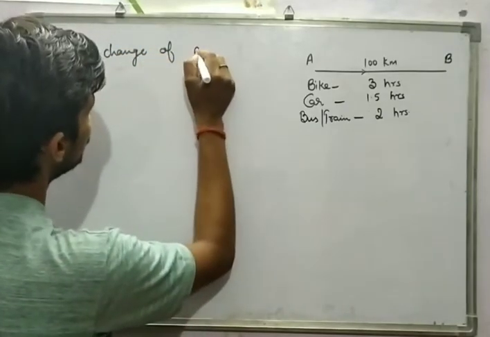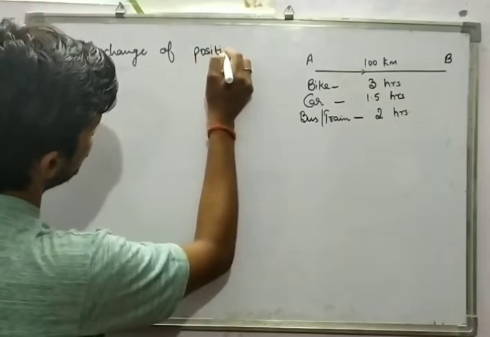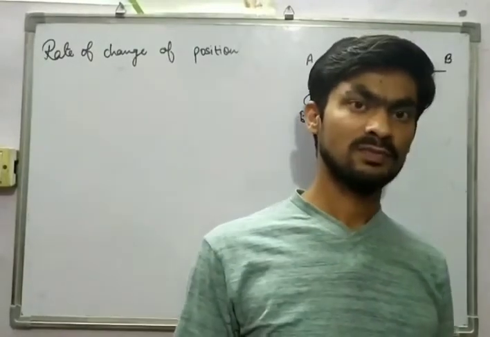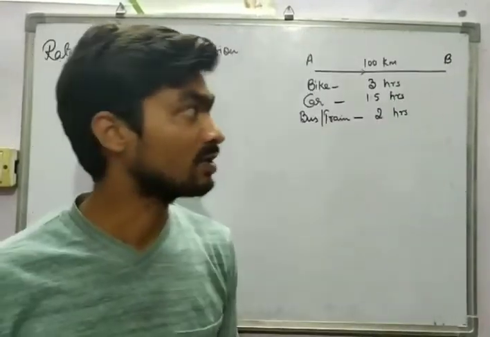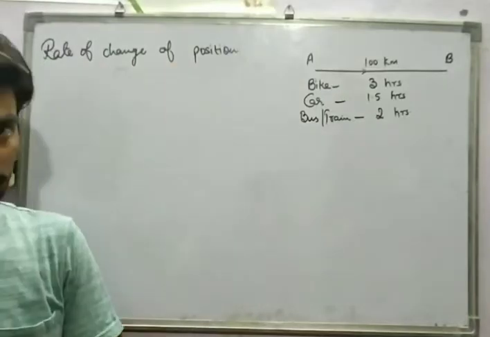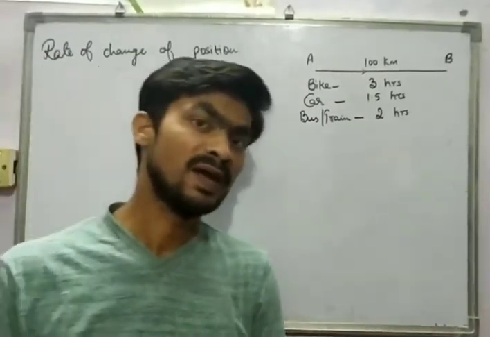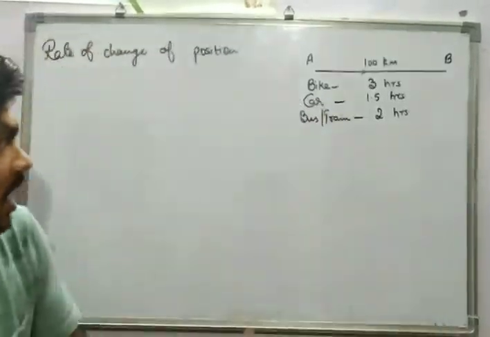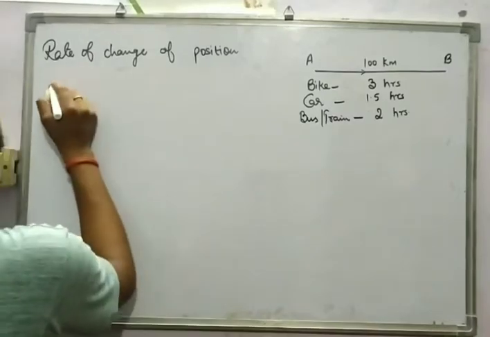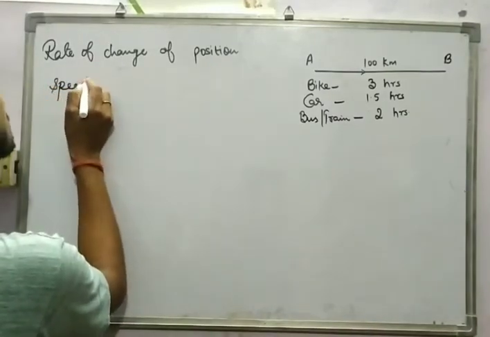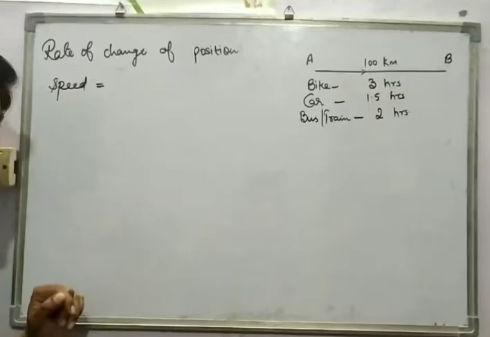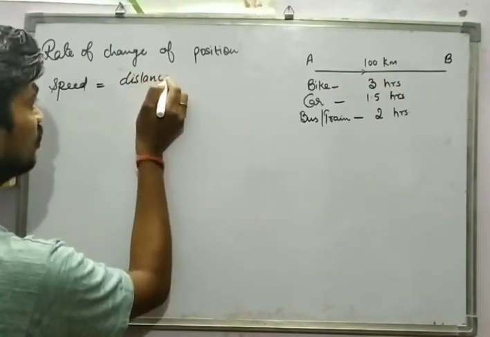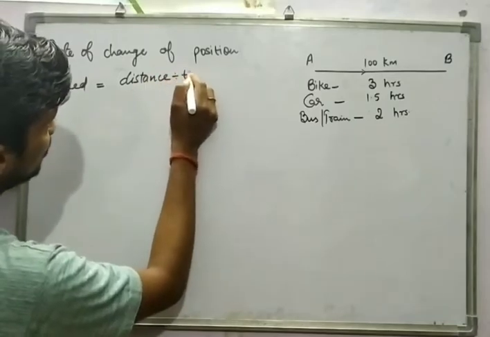Change of position. At which rate, the time that is being played for the changing of the position, or the rate that is being applied for the changing of the position, from one position to another position, that will be called speed. So this is distance variation with time.